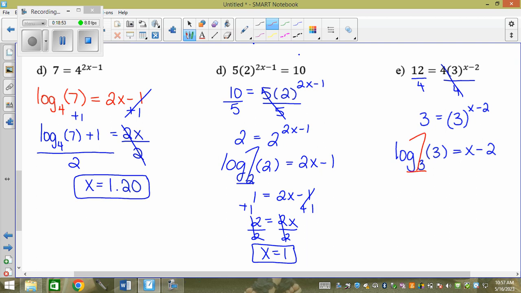I did this twice because this is more important that you learn that log base 3 of 3 is 1, or log base 6 of 6 is 1, or log base a of a is 1, right? That's why I made them the same, but they don't always come out to be the same. So we get 1 equals x minus 2, and then we add 2, and x equals 3.